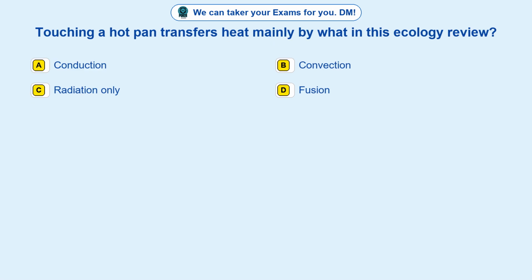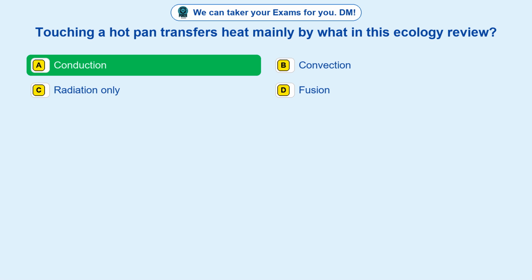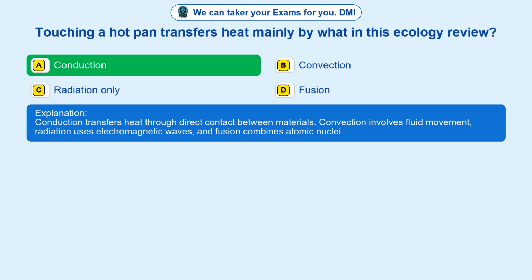Question 75. Touching a hot pan transfers heat mainly by what in this ecology review? Option A, conduction. Option B, convection. Option C, radiation only. Option D, fusion. The correct answer is option A, conduction. Conduction transfers heat through direct contact between materials. Convection involves fluid movement, radiation uses electromagnetic waves, and fusion combines atomic nuclei.